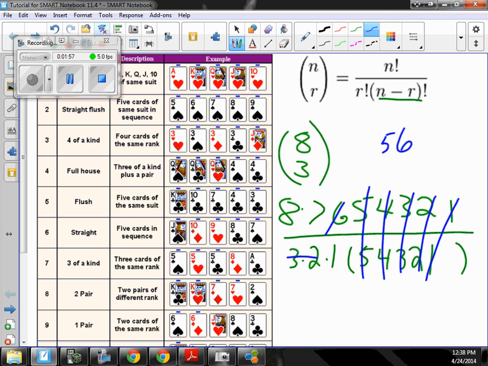So 8 choose 3 is exactly the same thing as 8 choose 5. Right? If you put 3 books in the backpack, you leave 5 out.